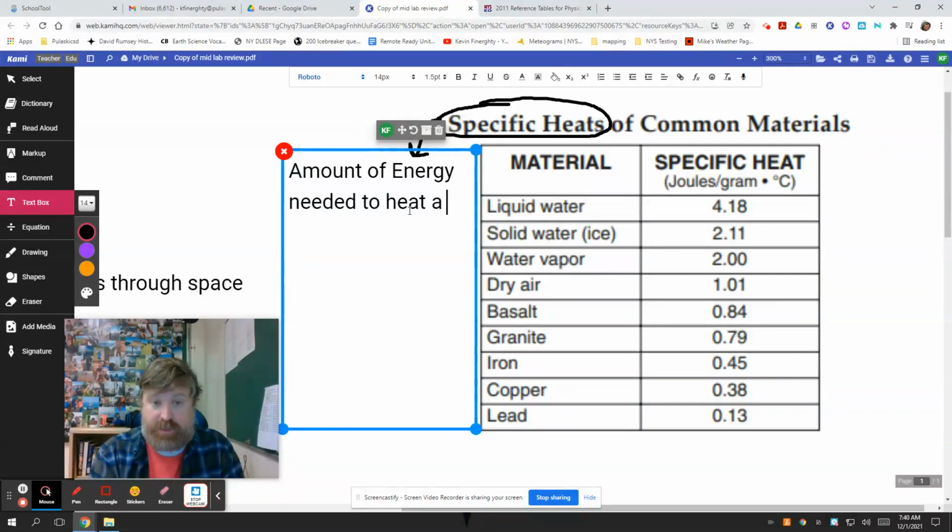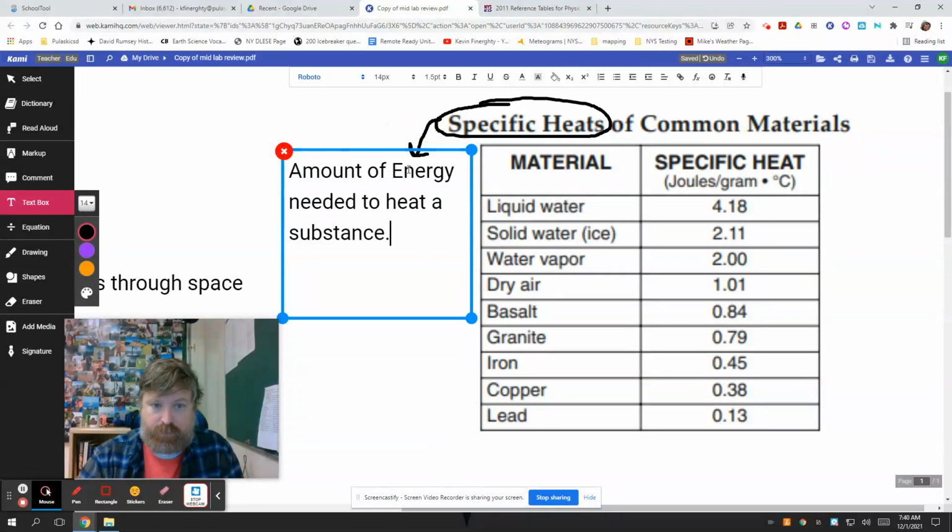Really, let's just keep it short. Heat a substance. That's it, even though I made this big, huge box. Amount of energy needed to heat a substance: how many joules does it take to get 1 gram to change by 1 degree Celsius.